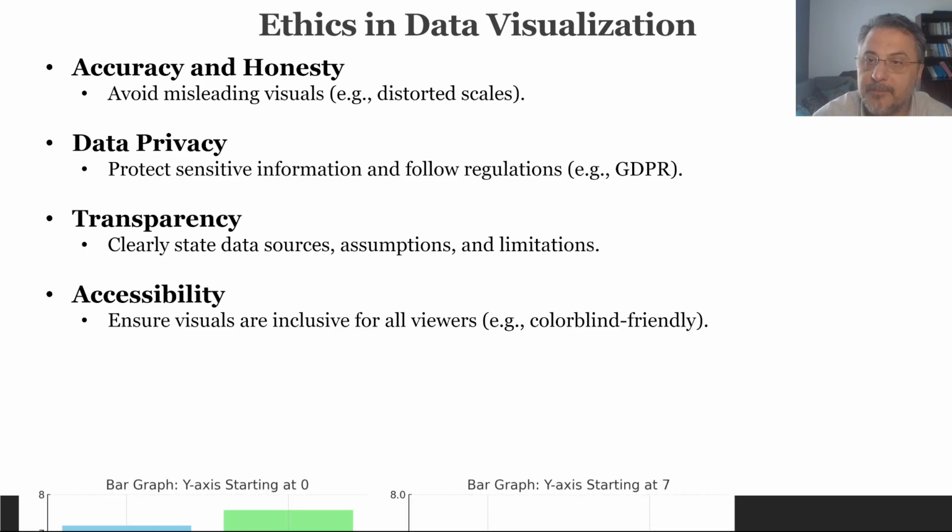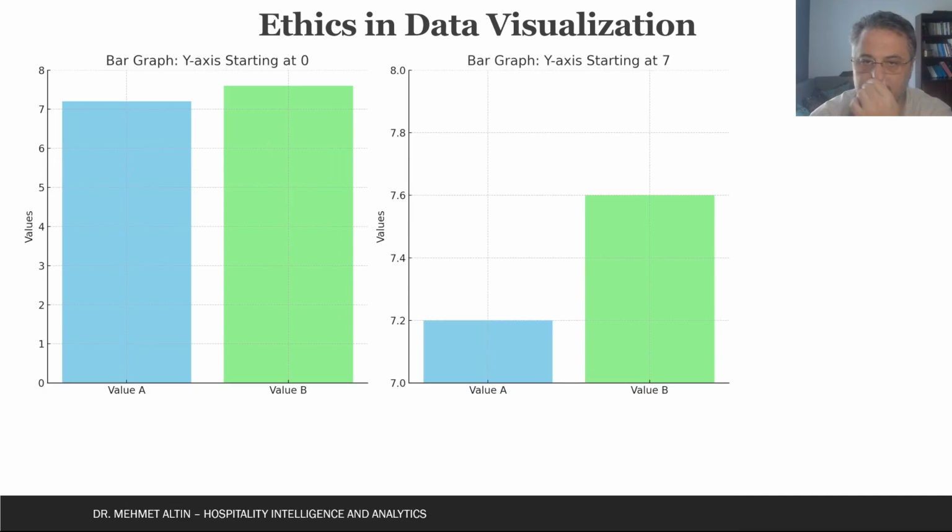Let me see. Look at this chart. Assuming there was not a lot of information, if I ask what is the difference between the two graphs, you might say value B increased a lot in the second graph, right? In reality, this is the exact same graph. One is starting from 0, the other starting from 7, just for a visual effect in a sense.